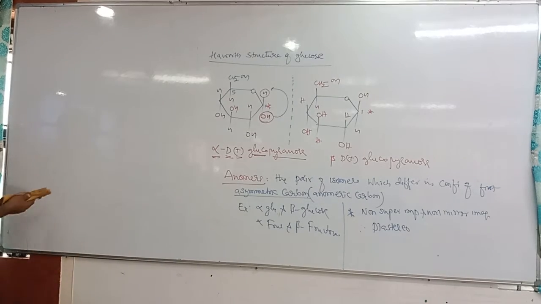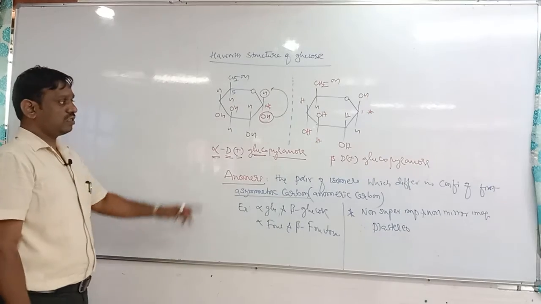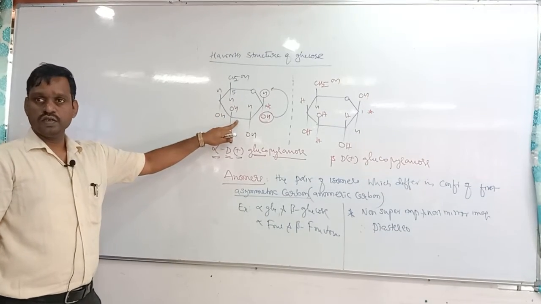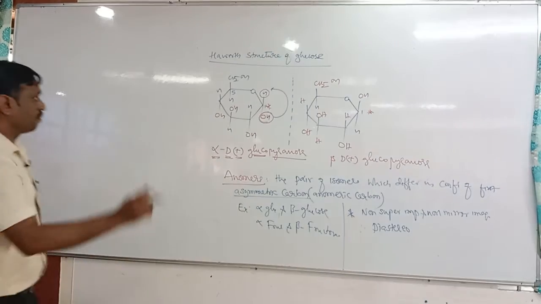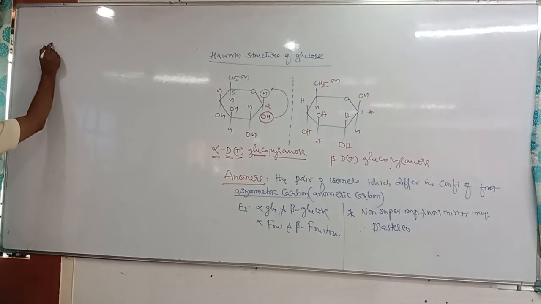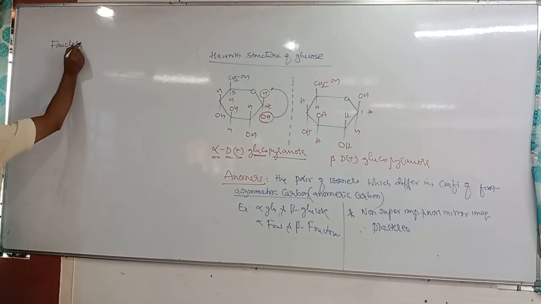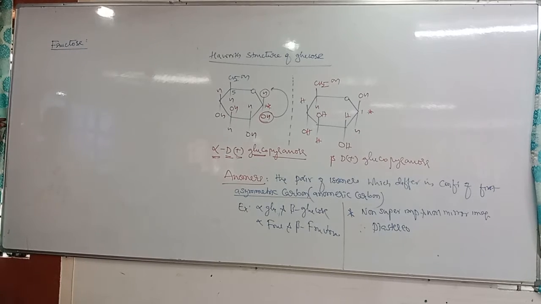Okay, it is about the structure of glucose. So ultimately important are Haworth structures. You have to remember the Haworth structures of glucose, fructose, galactose, mannose. Okay, next, fructose. Tell me.